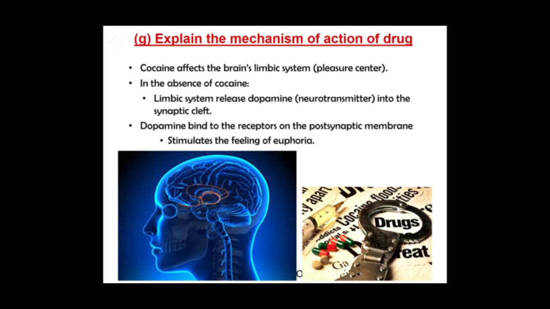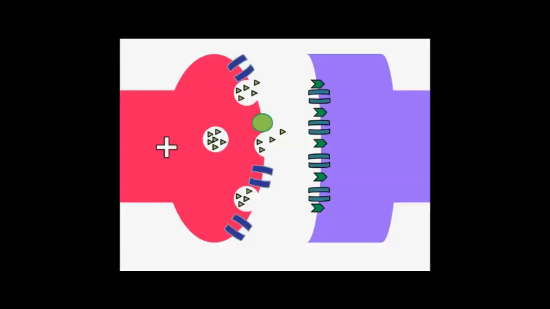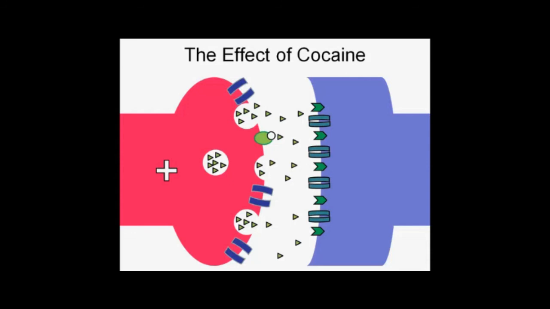Cocaine affects the brain limbic system, which is a part of the pleasure center. In the absence of cocaine, the limbic system releases dopamine as a neurotransmitter into the synaptic cleft. Dopamine binds to the receptor on the postsynaptic membrane and stimulates the feeling of euphoria. Cocaine specifically binds to dopamine reuptake pumps and blocks their ability to remove dopamine from the synaptic cleft. Dopamine levels remain high, binding the receptors on the postsynaptic neuron and triggering continuous nerve impulse stimulation.